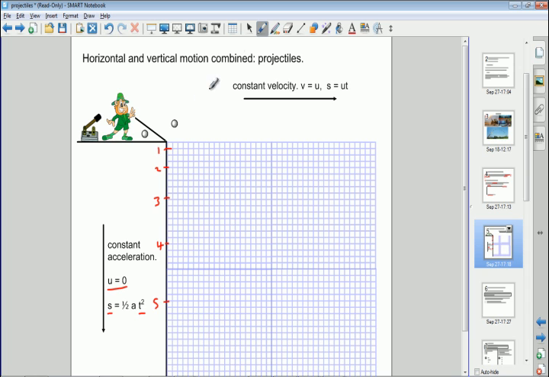So that's where the balls will end up as they fall, and I'm going to do a little snapshot of each ball as it hits those various points.